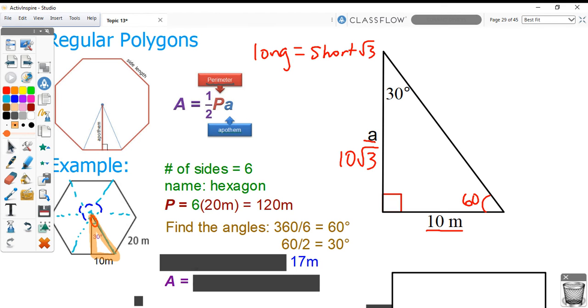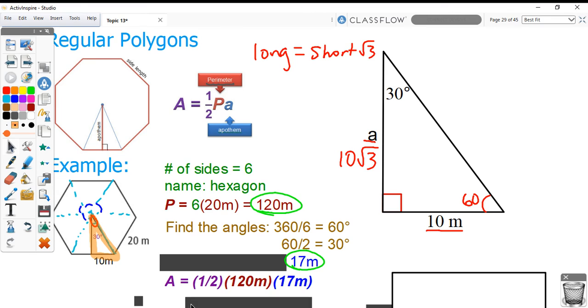Okay, that's our apothem. So now we've got the two things that we need for this formula. The two things are the perimeter and the apothem. So when we plug them in, it's 1/2 times P times A. And when we plug those in, we end up with an answer of 1,020 square meters.